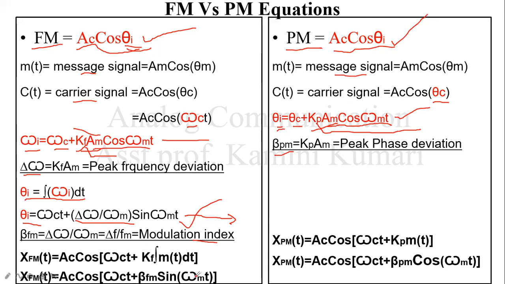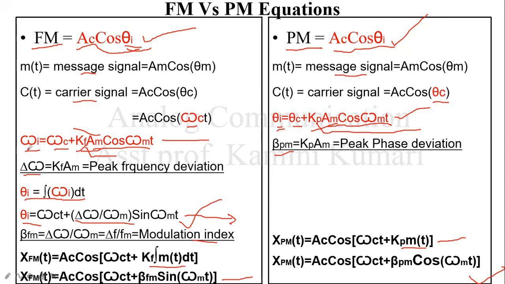Okay, so what will you get? When you put this value of theta I in both the cases of FM and PM, you will get this type of equation, right? So in the case of PM, what have you done? You have simply m(t) actually. But in the case of FM, what have you done? You have integrated your omega I.